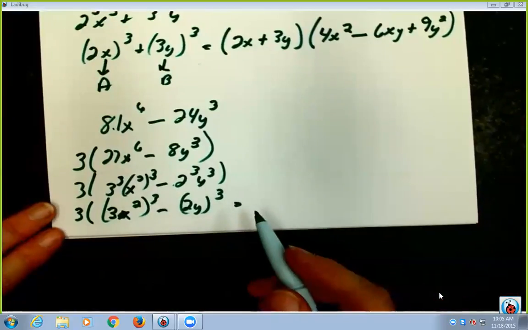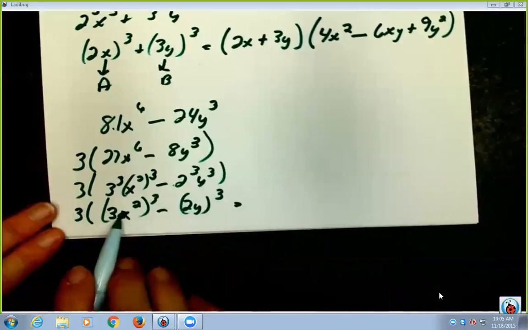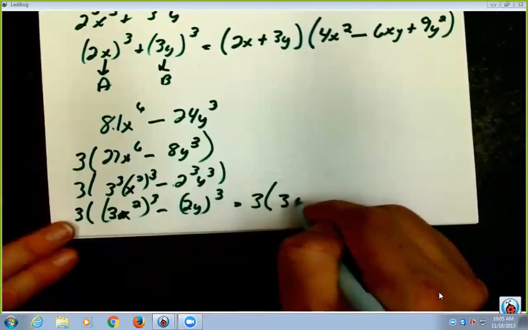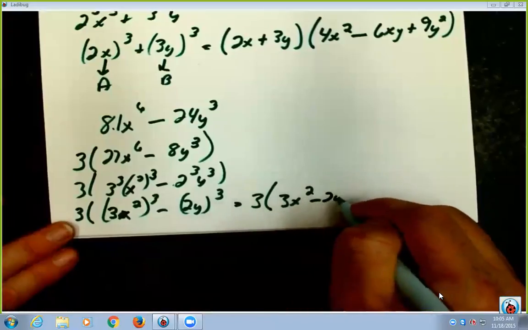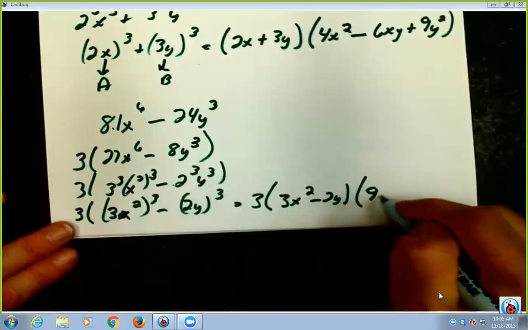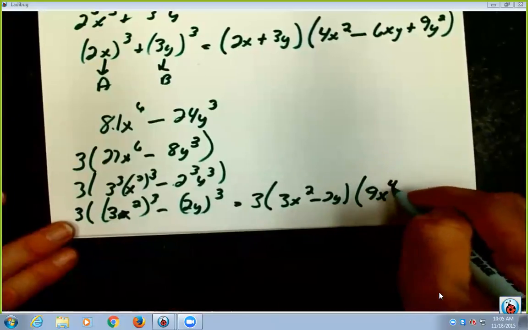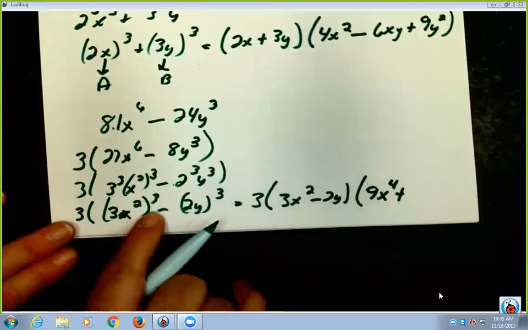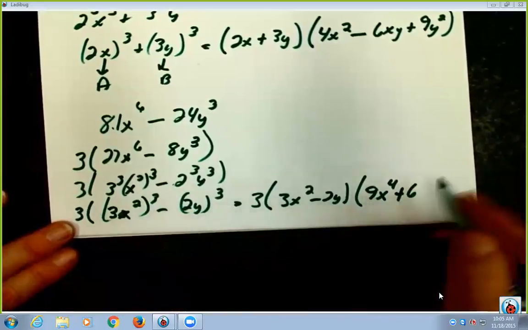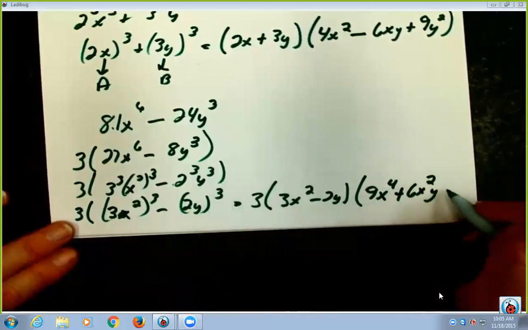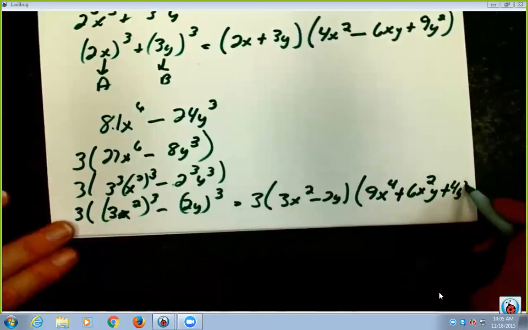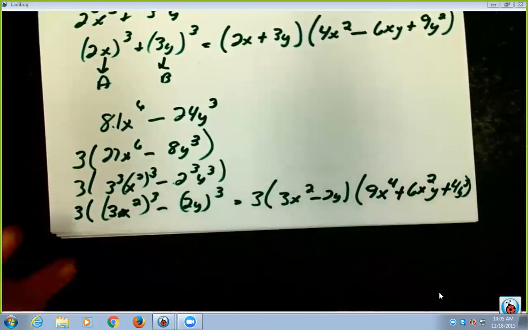As I plug these things in, I get my 3x still stays. Then I get 3x squared minus 2y. And then I square my a, so I get 9x to the 4th plus, opposite sign, 2 times 3 is 6x squared y. And then finally plus, and square the last one, and I get 4y squared. And that becomes my solution.